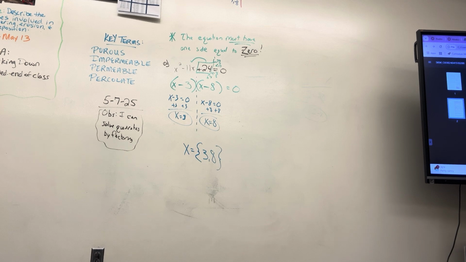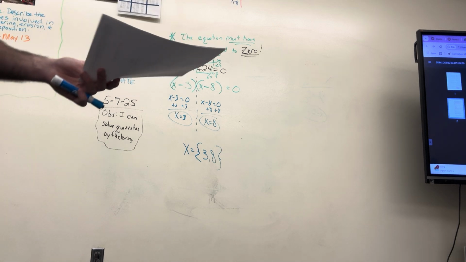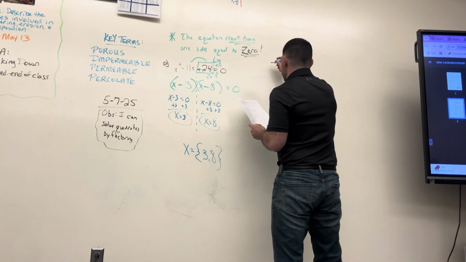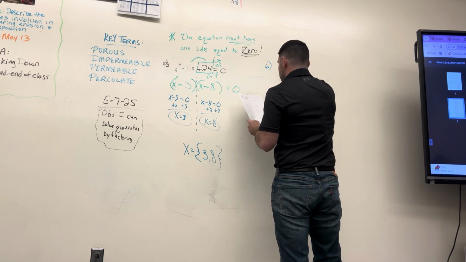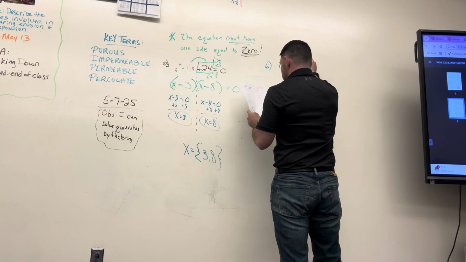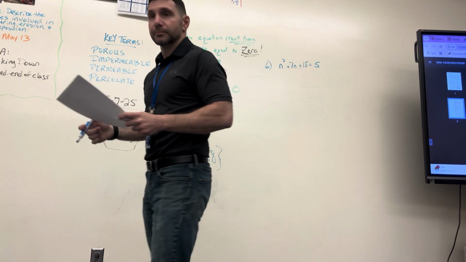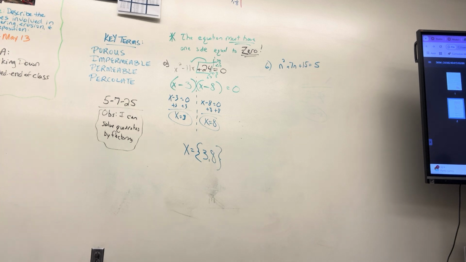Now, let's take a look at your worksheet. Does everybody have their worksheet up? For right now, can you just copy down what we do? It's not a huge deal. So, number 6 looks a little different. Number 6 says, and it's different variables, which is fine, n squared plus 7n plus 15 equals 5. So the original question still lines up.